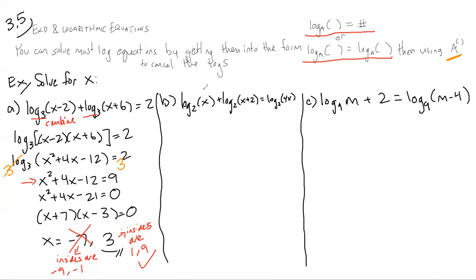The second one, we've got something pretty similar here. I've got the 2 logs on the left. My right side's good. It's in a single log. So again, just combine. Same thing. So I'll get log base 2 of x times x plus 2 equals log base 2 of 4x.